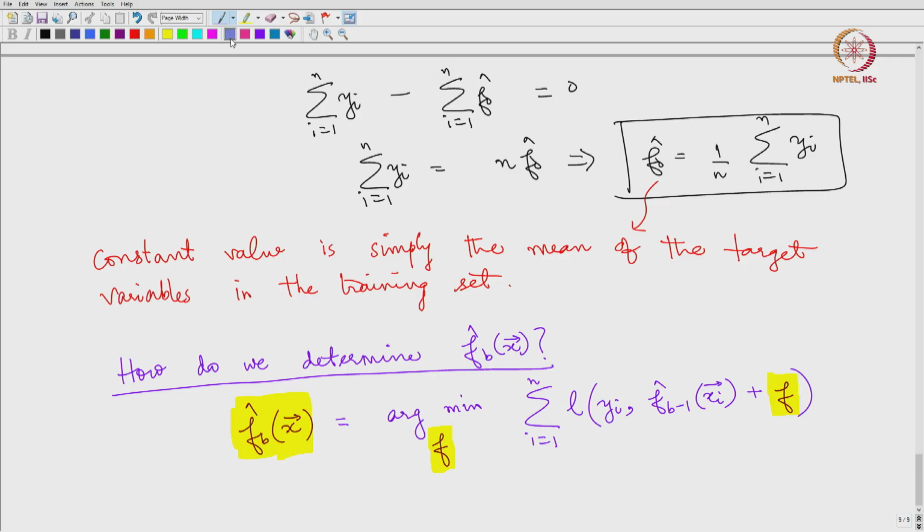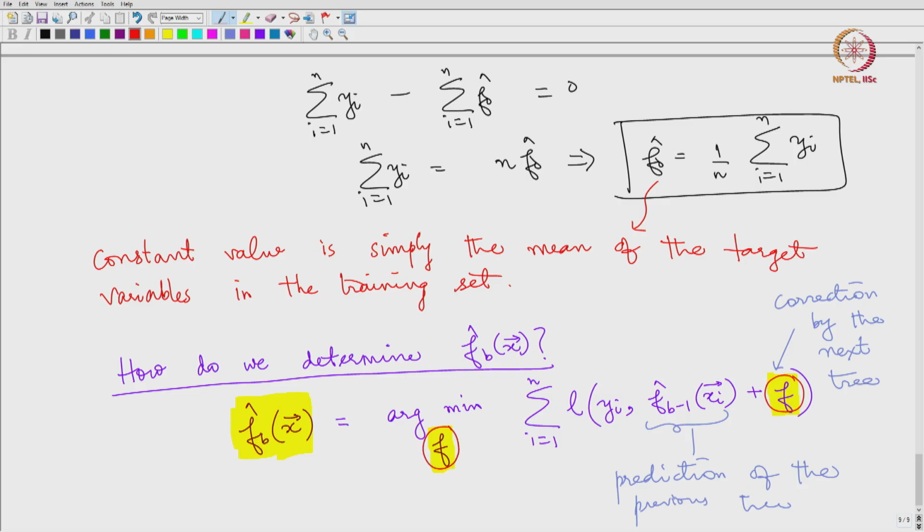So if you want to understand this better, this is the prediction of the previous tree, and this is the correction made by the next tree. So all we are saying is that the best possible value you can take for this corrector function is the optimal one, and that is the tree you should obtain next. Okay. So, I hope conceptually you are able to understand what is happening here, and like I said, the small l is simply the single point loss function, the loss function for a single point.